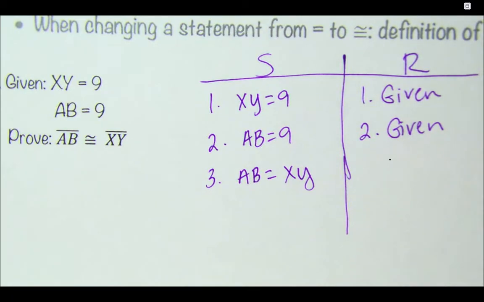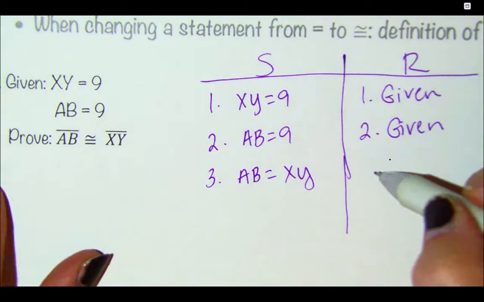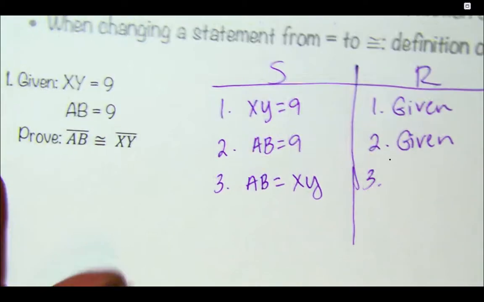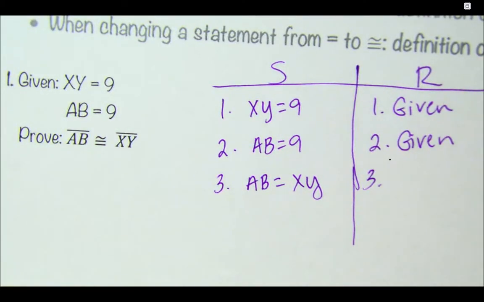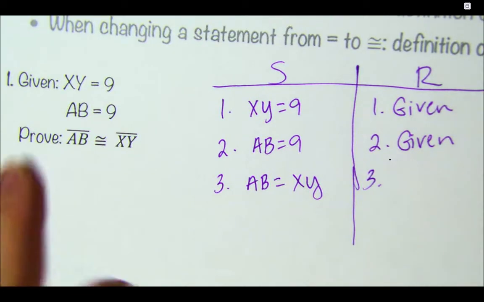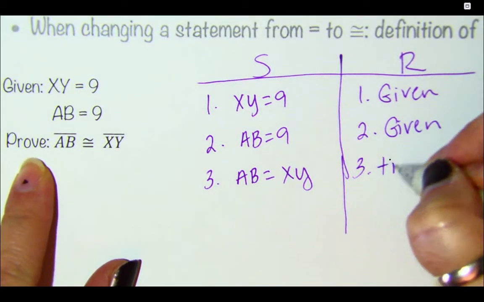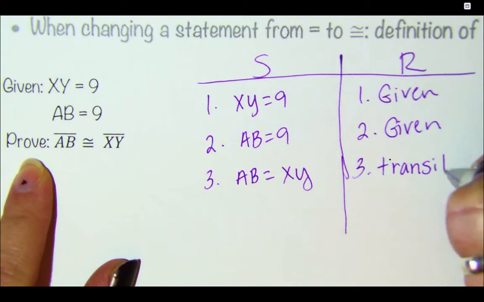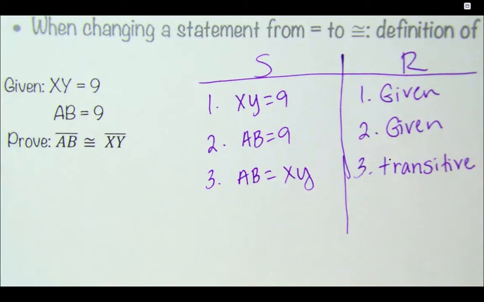Because they both equal each other? Yeah. There's two things you could call this. You could call this substitution. I prefer using transitive. That's the one I was talking to you about earlier. It says if two things equal the same thing, they have to be equal to each other. So I'm going to put transitive. But like I said, substitution technically works there too.